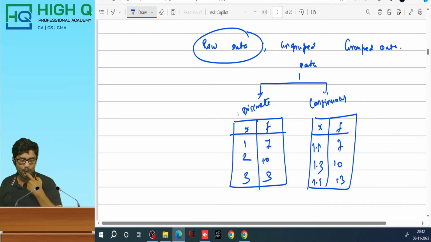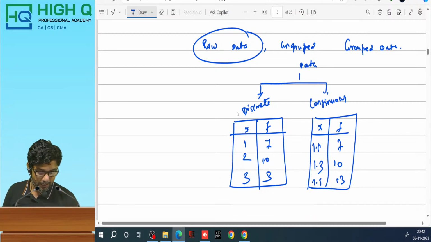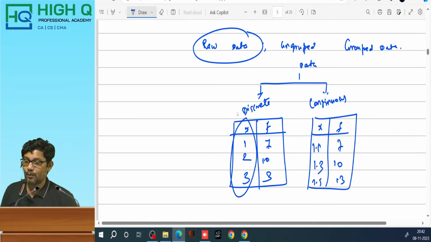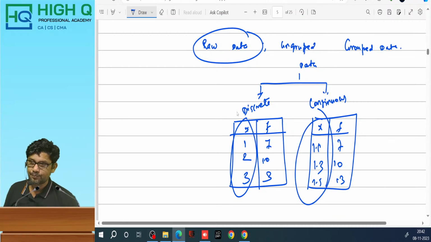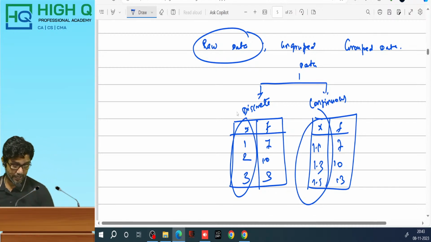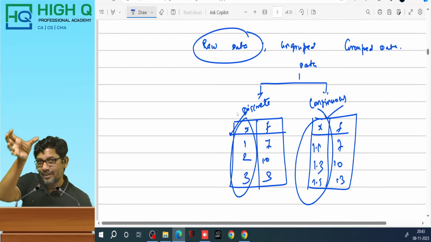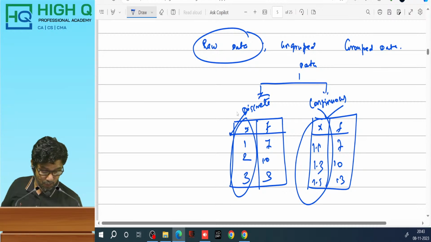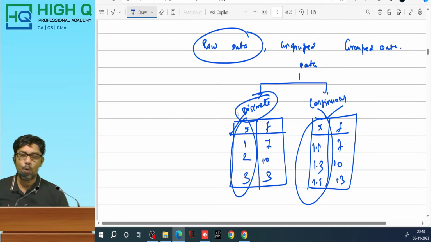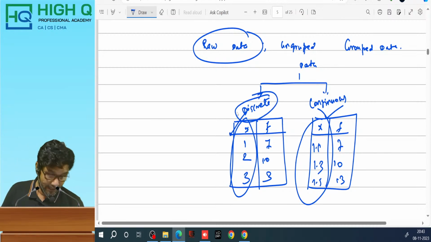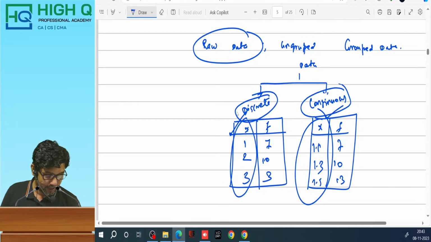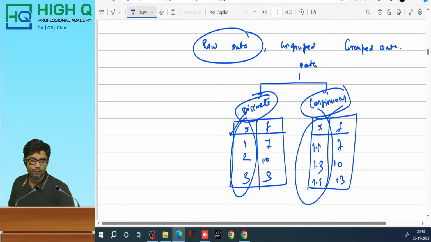Now look at both the data, my dear. Look at the variates 1, 2, 3. Non-decimal. See, this is integer and this is non-integer. When variates are integers, we call the data discrete data. When the variates are non-integer, coming in decimals, it is called continuous data. Is it clear, my dear? Discrete and continuous is very important.